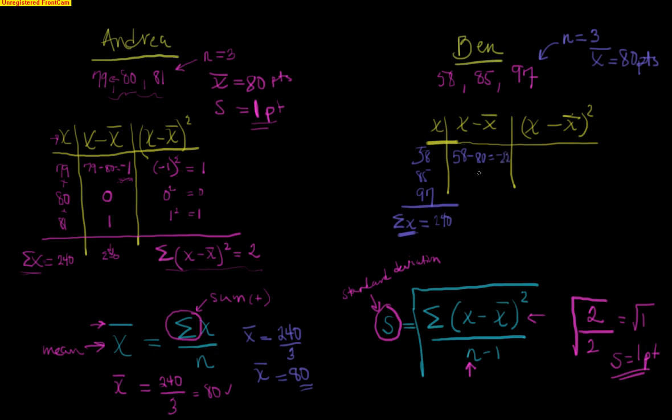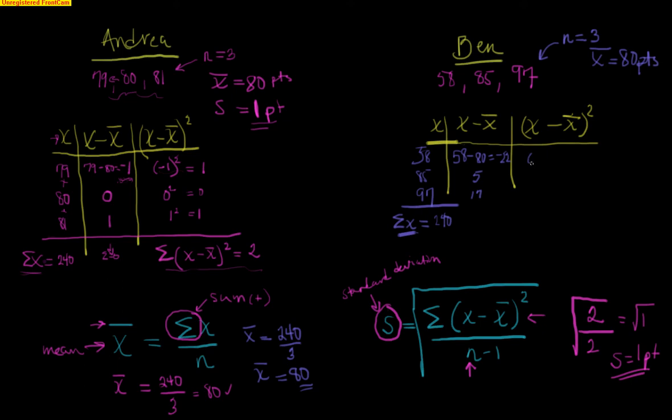Should have made it a little bigger. 85 minus 80 was a positive 5, and then 97 minus 80 gives us a positive 17. So again, you can see that those sum up to 0, which is what we want. That way we can confirm that 80 is the mean.